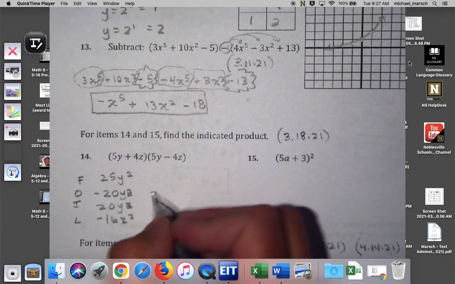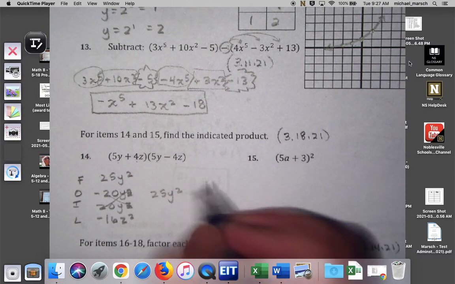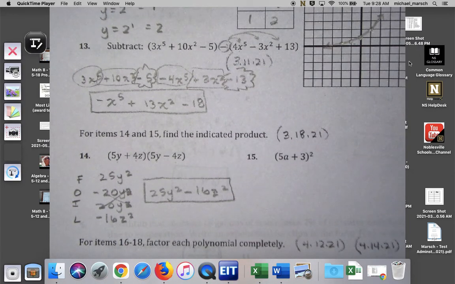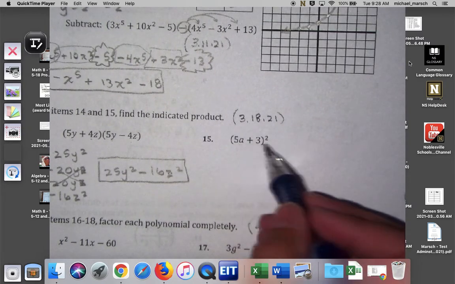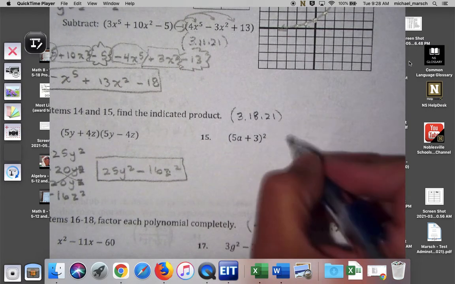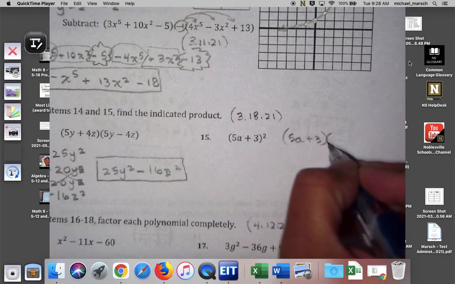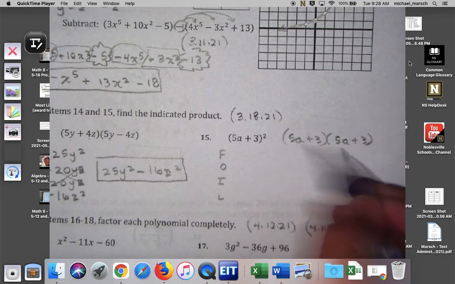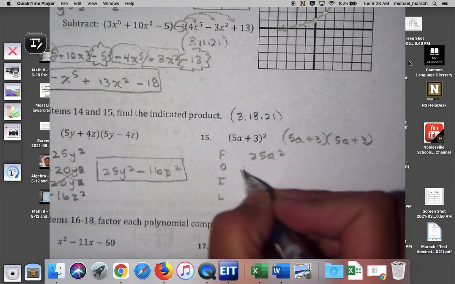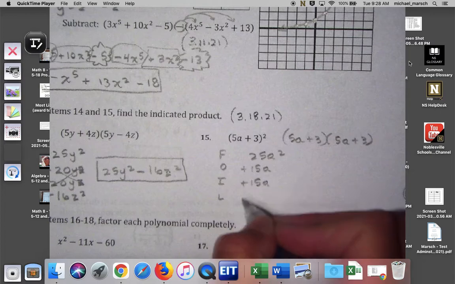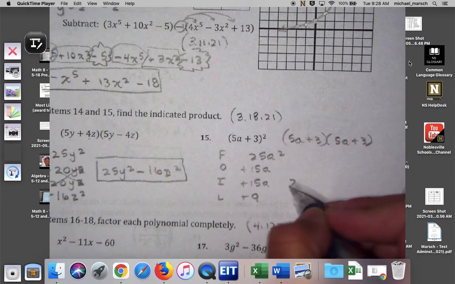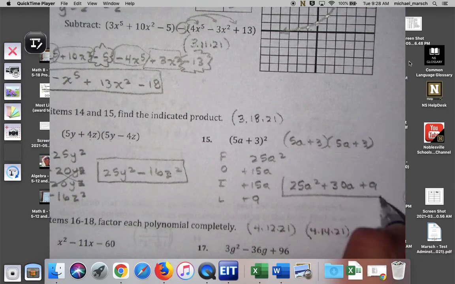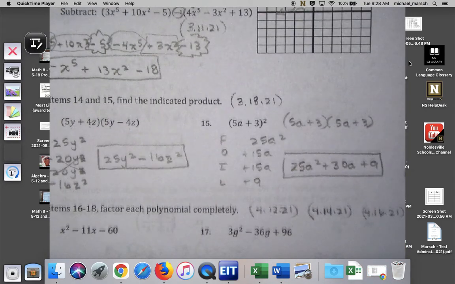So when I combine all of these, I get 25y squared. These cancel out, minus 16z squared. For this one, this is like saying 5a plus 3 times itself. So I have 5a plus 3 times 5a plus 3. So I'm going to do my FOIL again. I'm going to get 25a squared plus 15a plus 15a plus 9. So when I combine all those, I get 25a squared plus 30a plus 9. Remember, you can pause whenever you need to as you're watching the video.